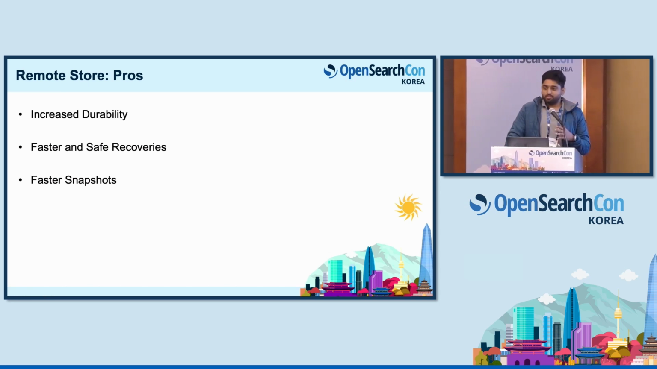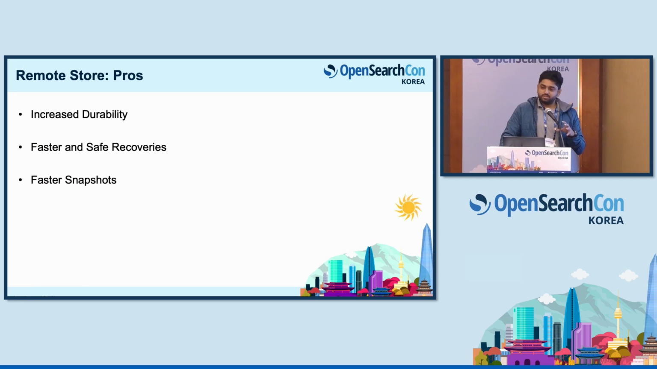So if you are aware of the snapshot feature in OpenSearch, snapshots are basically point-in-time captures of your data that are uploaded to remote store at a periodic interval. So, with OpenSearch already uploading your data to remote store as part of indexing, you don't need snapshots to do that.